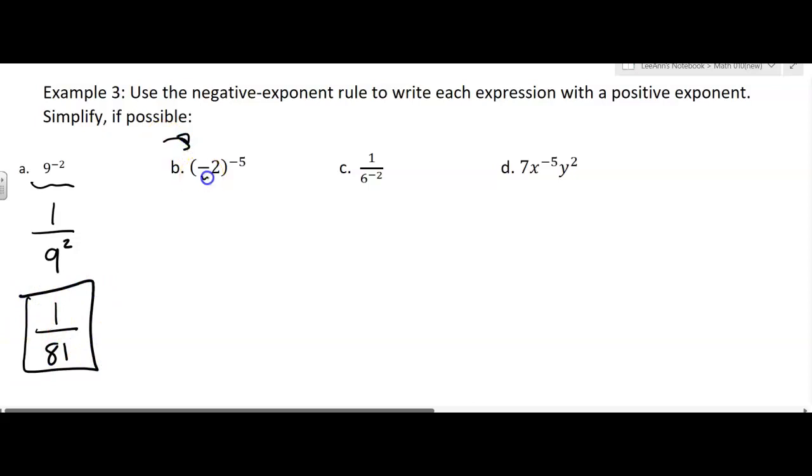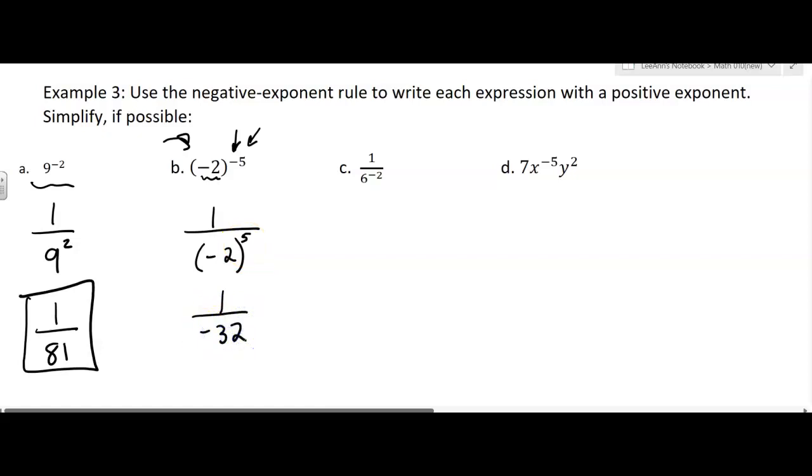Okay, so now we go to the next one. The base is negative 2. The exponent is negative 5. So I don't want this negative on the exponent. So I'm going to write 1 over, but my base stays the same. I'm not changing that. Okay? So it's 1 over negative 2 to the 5th. Now you have to think about what that means. Well, 2 to the 5th is 32, but it's negative. You do it on a calculator. But you're going to get something like this.